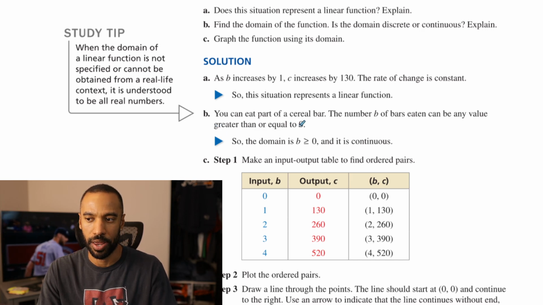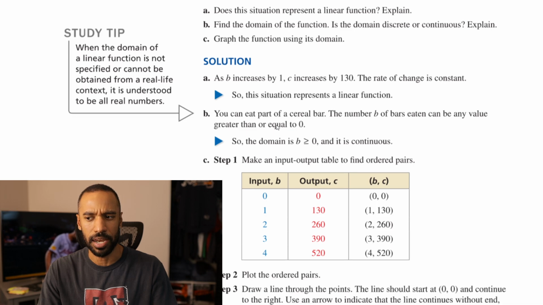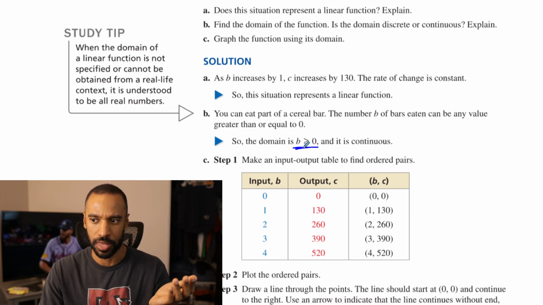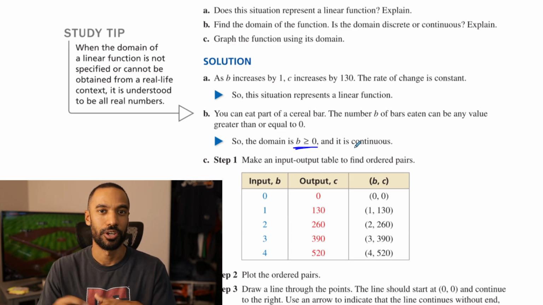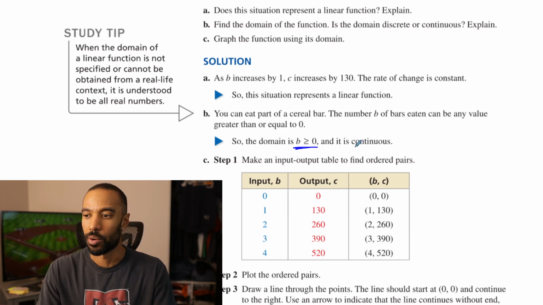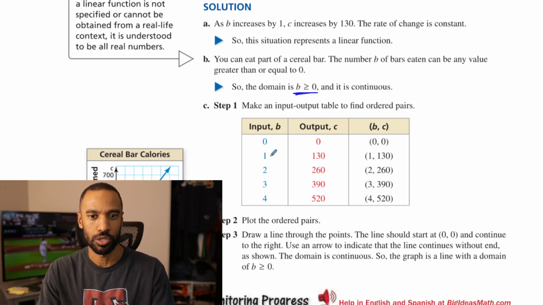So it can be any value greater than or equal to 0. Can't have a negative bar. It doesn't seem to max out anywhere either. So the domain is greater than or equal to 0. It's not a compound inequality. There's no limit to how many bars you can eat. Your calorie intake just goes up. So it's continuous. But they still plot specific values for B.